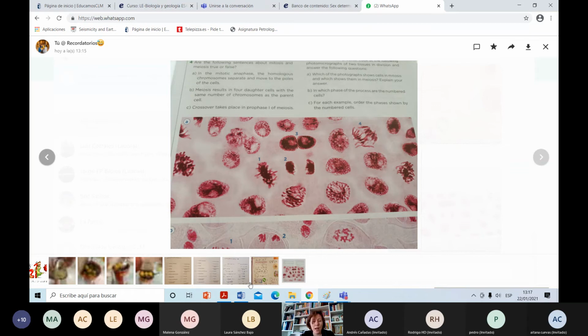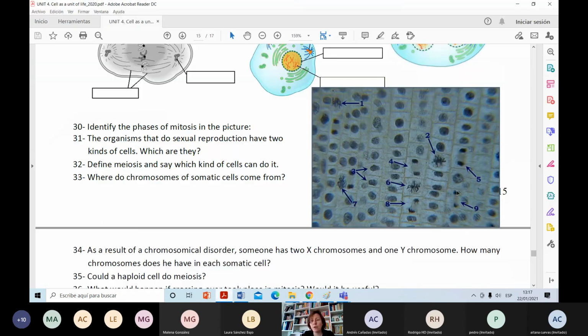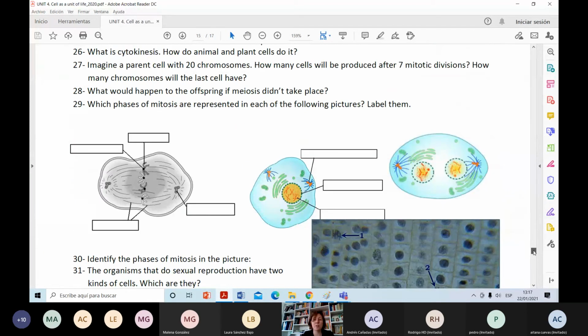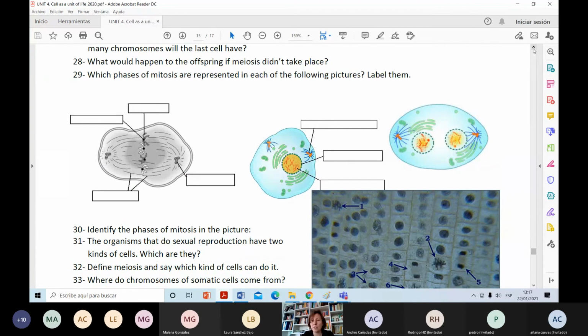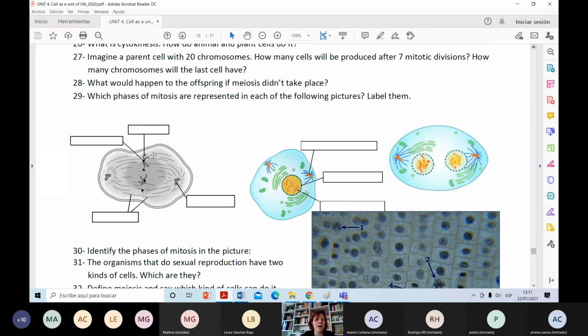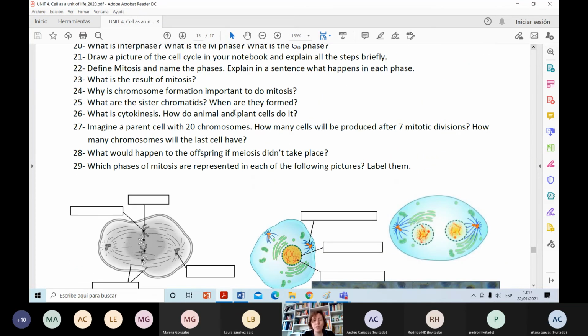I wanted you to see all those pictures identifying different phases because that could be one interesting question in the exam. In the exam, I will give you diagrams, not real pictures, so do not panic. But I'm going to give you a question on different diagrams for you to identify what's the phase of mitosis and what's going on in this phase.